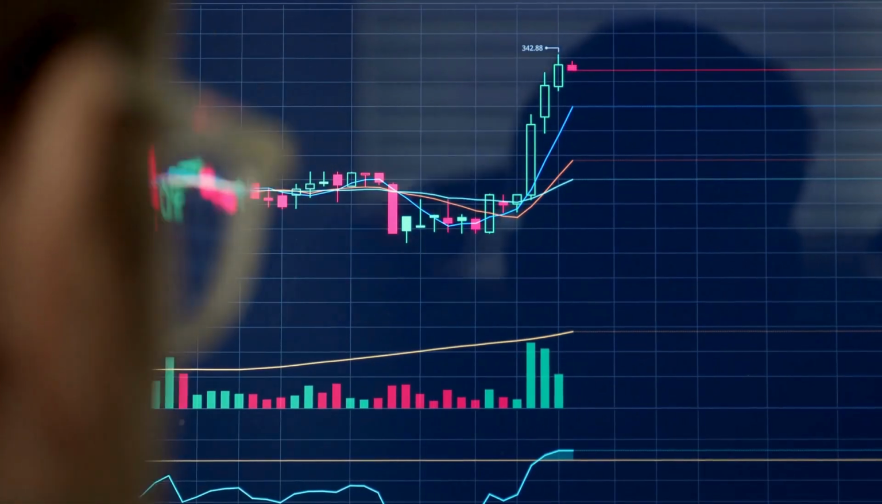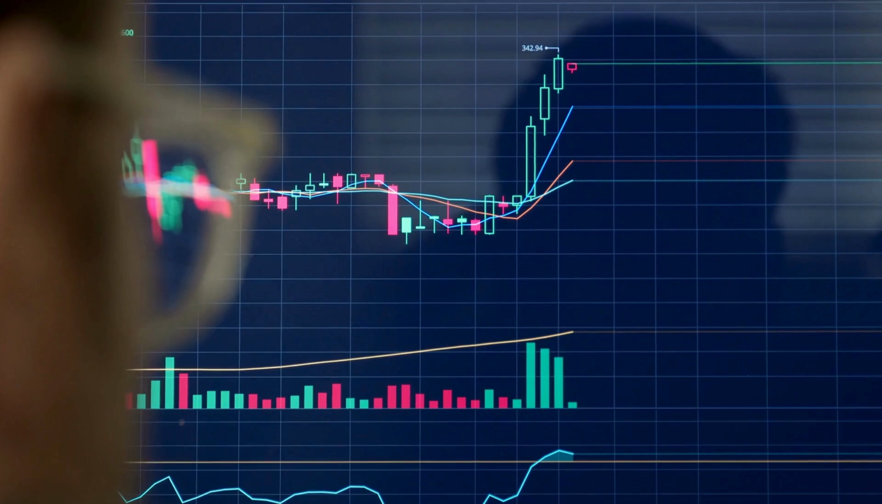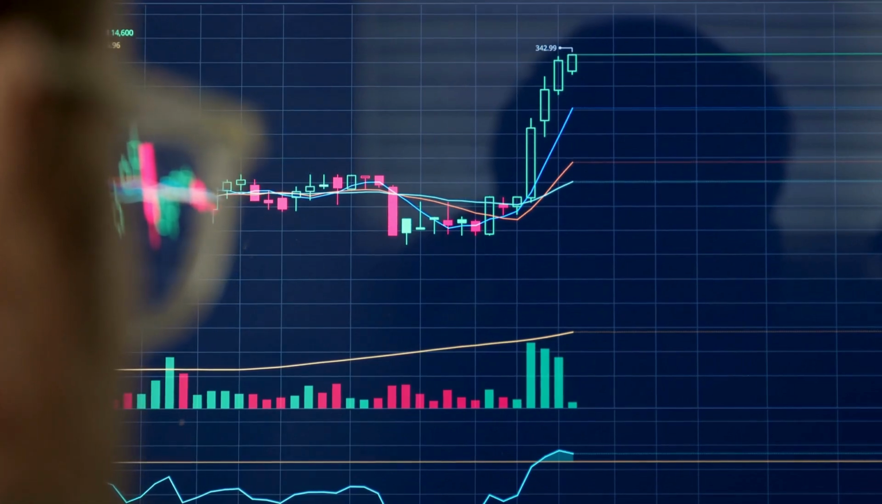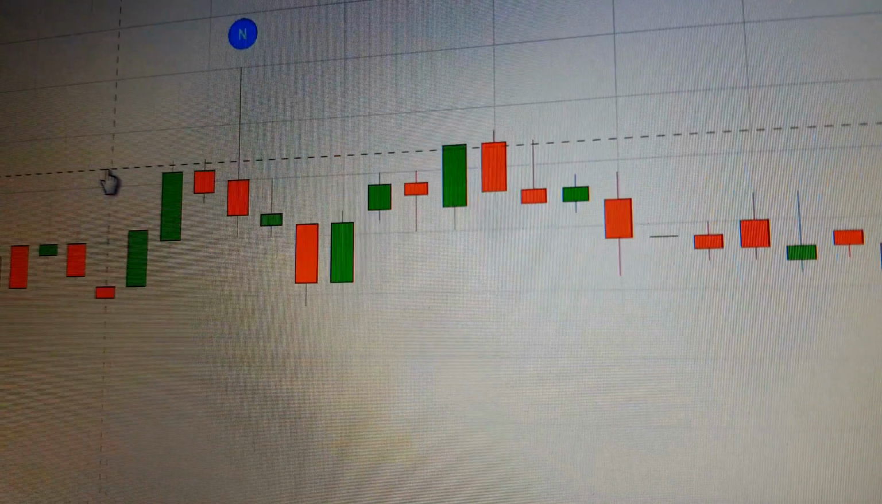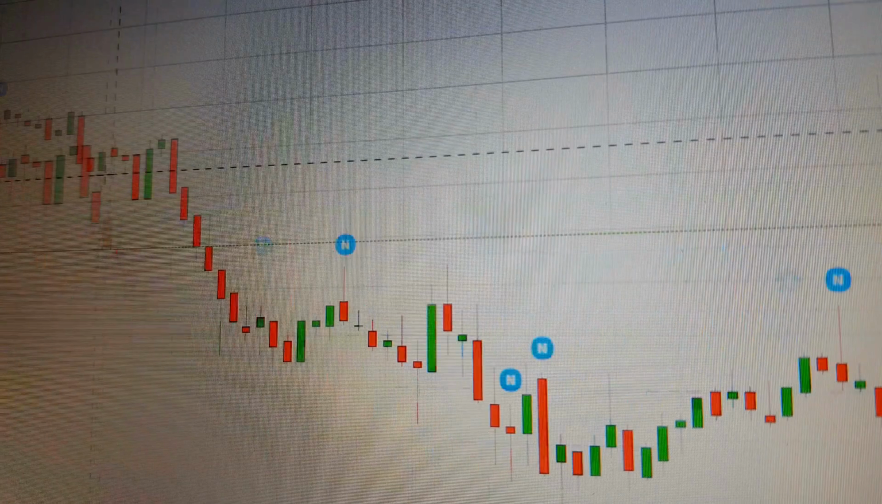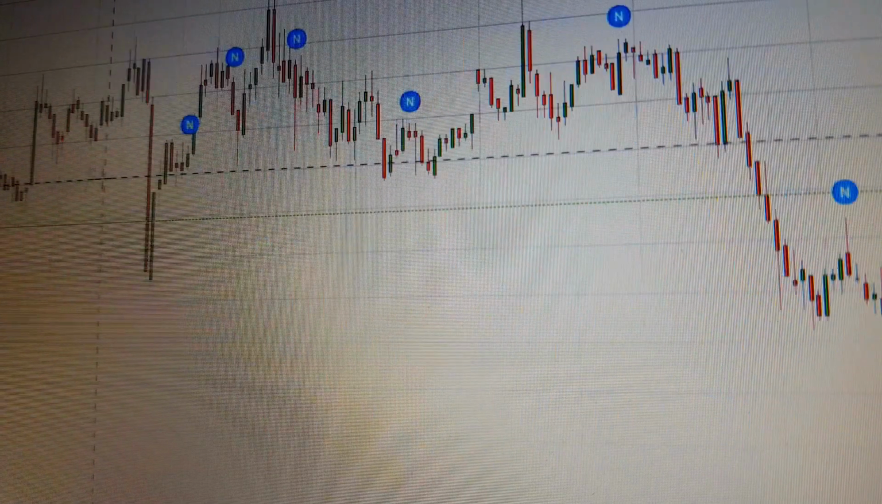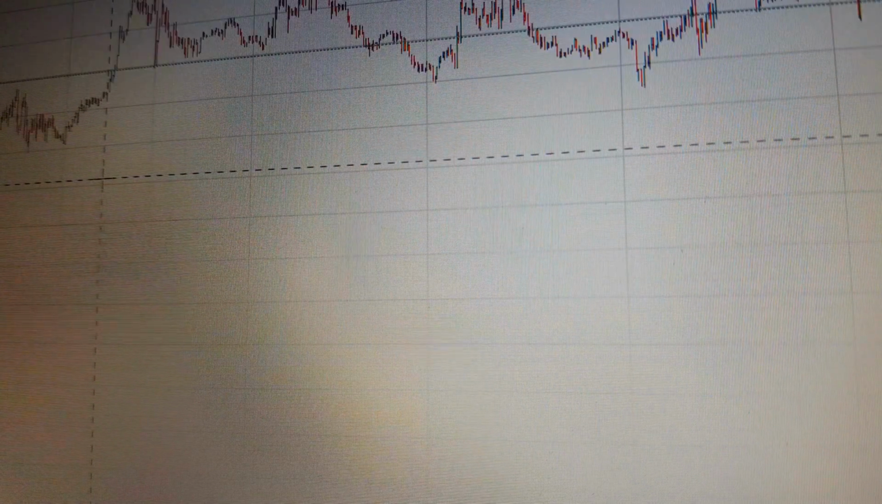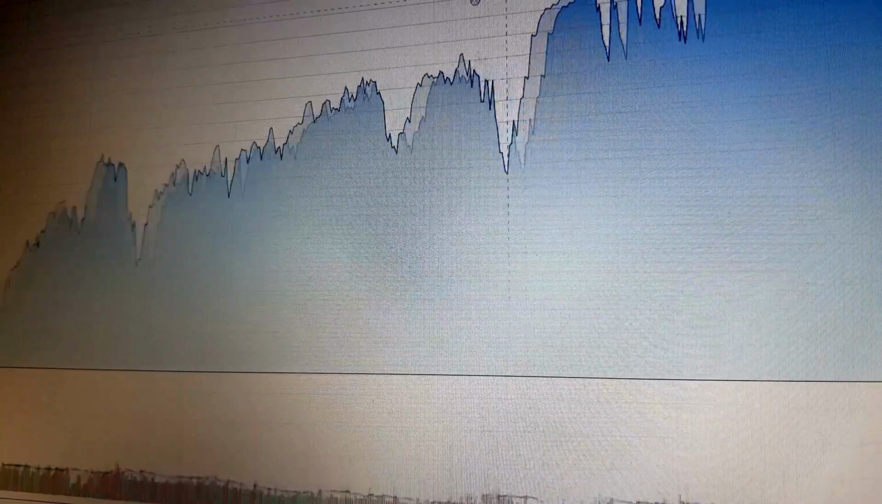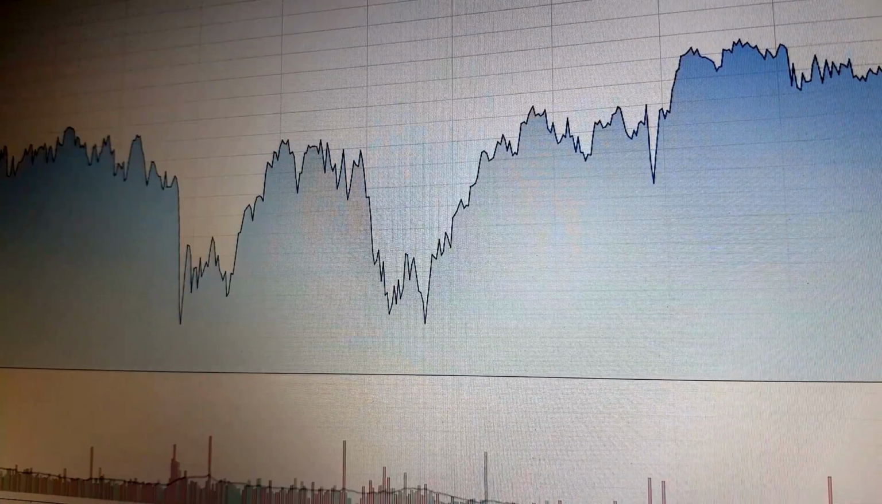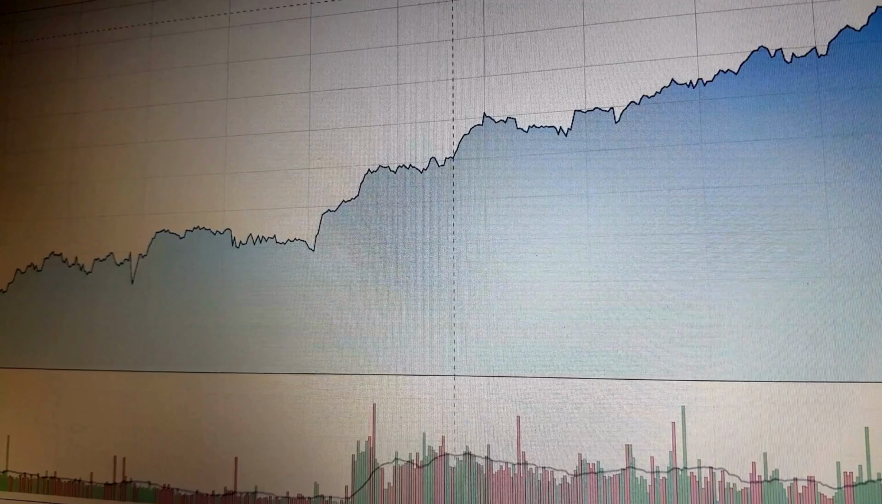How to choose the right order. Define your goals. Are you seeking immediate entry or waiting for a better price? Consider your analysis. Use technical or fundamental analysis to determine entry and exit points. Manage risk. Always pair your orders with risk management tools like stop loss and take profit.